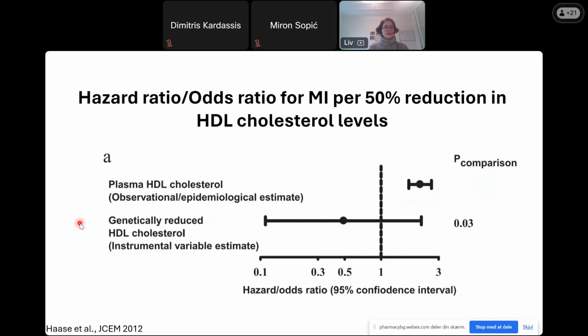All right, so back to the HDL story. Here we're looking at hazard ratio and odds ratio for myocardial infarction per 50% reduction in HDL cholesterol levels. Here we have the observational estimate, and then we have a genetic estimate. And what we can see is for the observational estimate, it looks like with lower HDL cholesterol, you have a higher risk of myocardial infarction. But when you use genetic instruments that actually affect HDL cholesterol levels, there is no association.